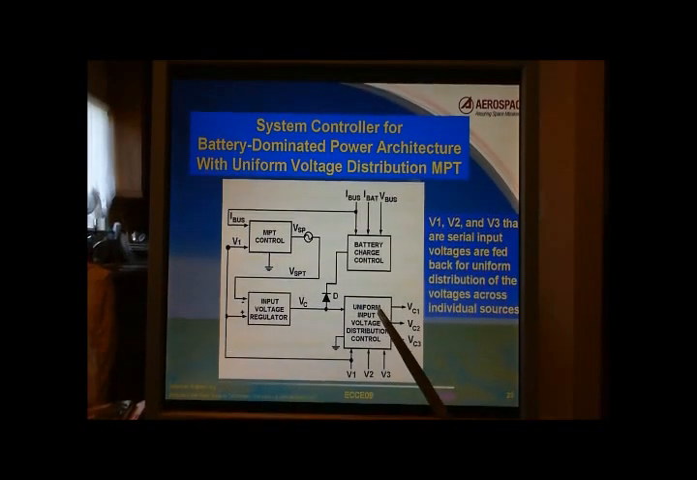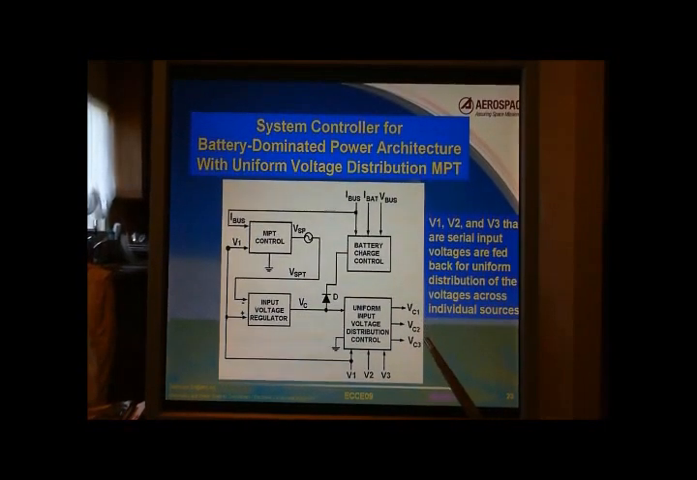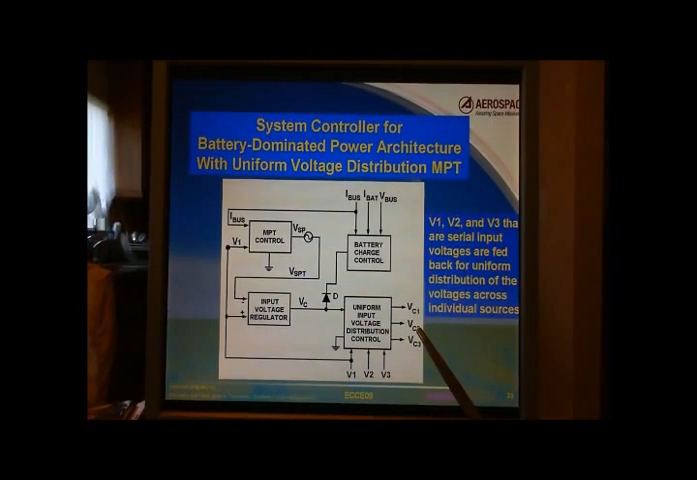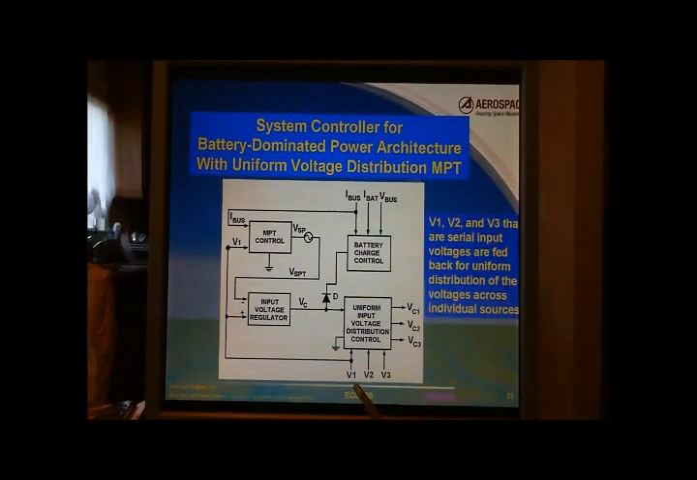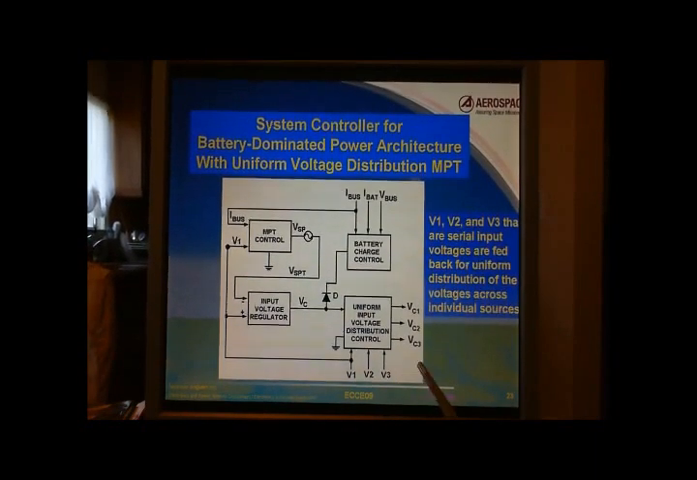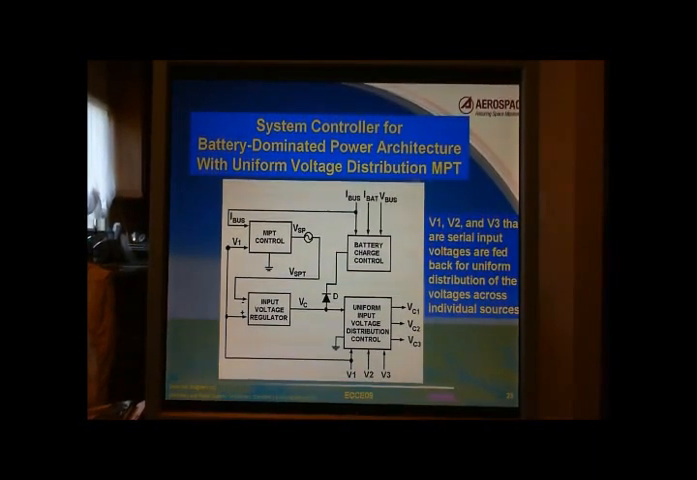Uniform voltage distribution provides a minor correction to the system primary control signal VC and distributes control signals VC1, VC2, VC3 that have a minor control correction in such a way that the voltages detected across each power source, V1 minus V2, V2 minus V3, and V3, are uniformly distributed, or equal.